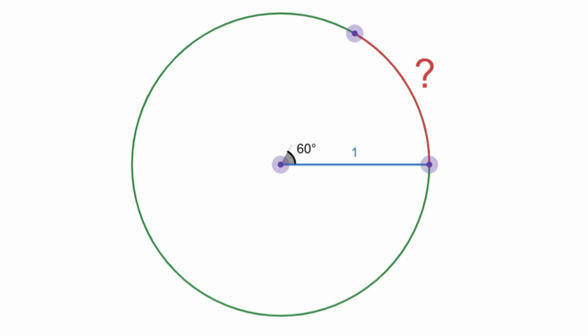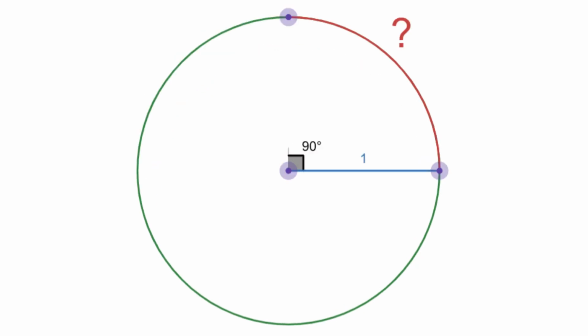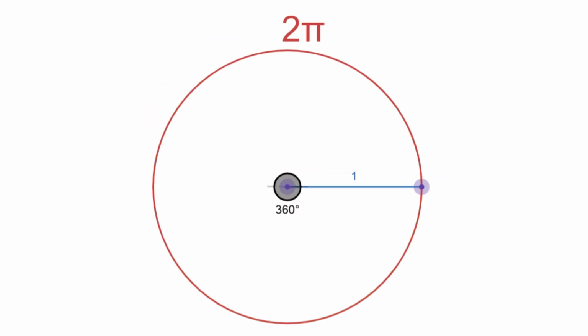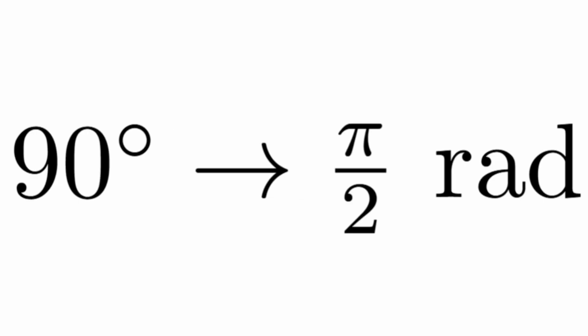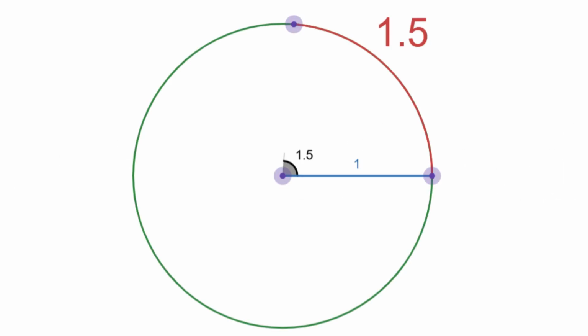So 180 degrees would be this distance, 90 degrees would be this distance, and 360 degrees would just be the whole circumference. So if we just get the circumference, which is 2 pi, we can do that. Now, 180 degrees is pi radians, and 90 is pi over 2 radians.